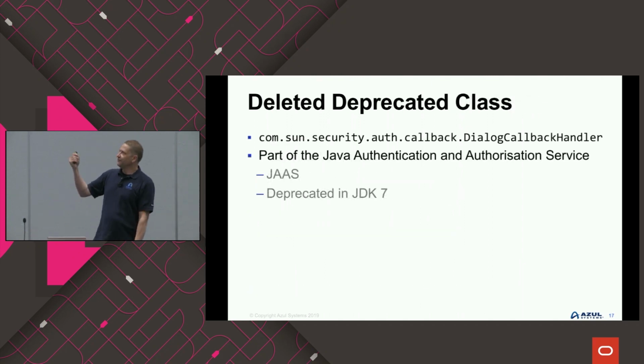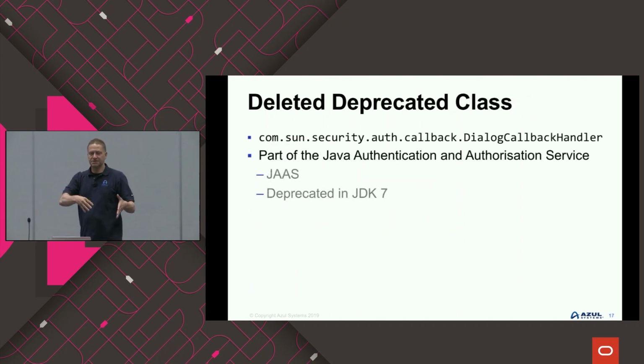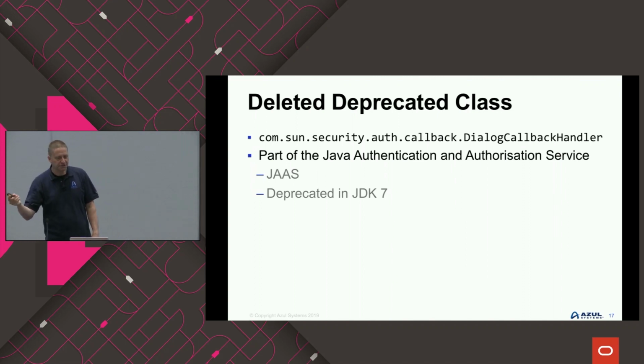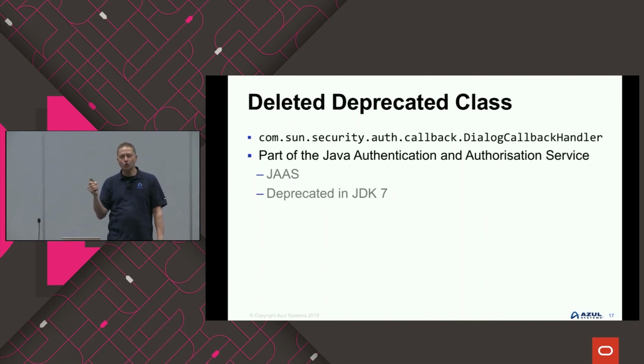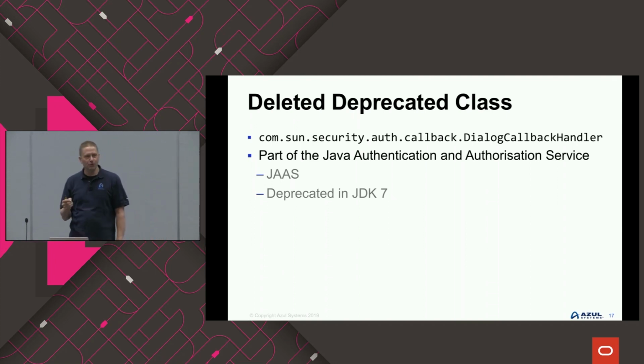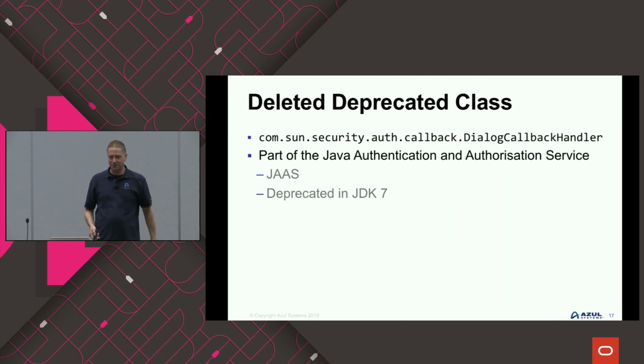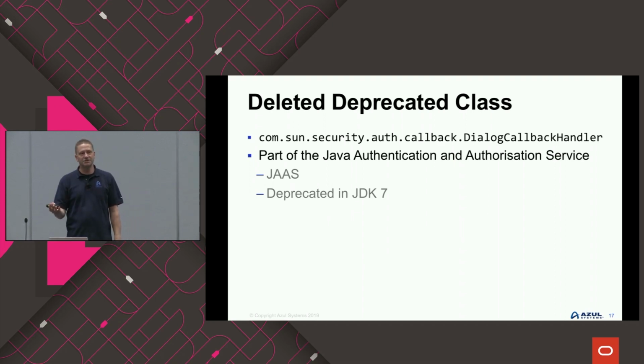They also removed a few other things which are not part of the standard of Java SE. So this is the Java Authentication and Authorization Service. The com.sun.security.auth.callback.DialogCallbackHandler was removed. Anybody think they've used that? Probably not. It's really stuck down there in the weeds. That was deprecated in JDK 7, so if you were writing code and had used it, you would have got a warning anyway.